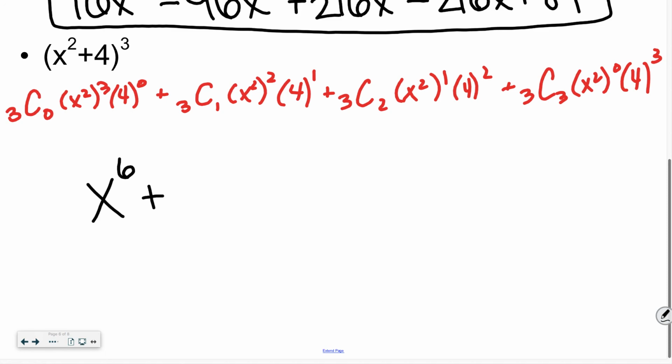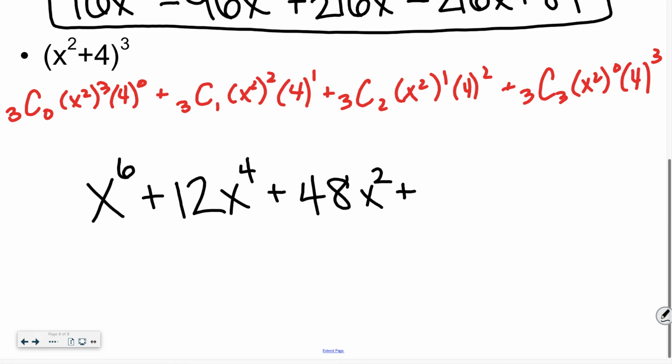Plus, I know that 3 combinations of 1 is 3. This is x to the 4th, and this is 4. Next is the x squared part. 3 times 16 is 48. So we have 48x squared. And then last we have 1 times 4 cubed.